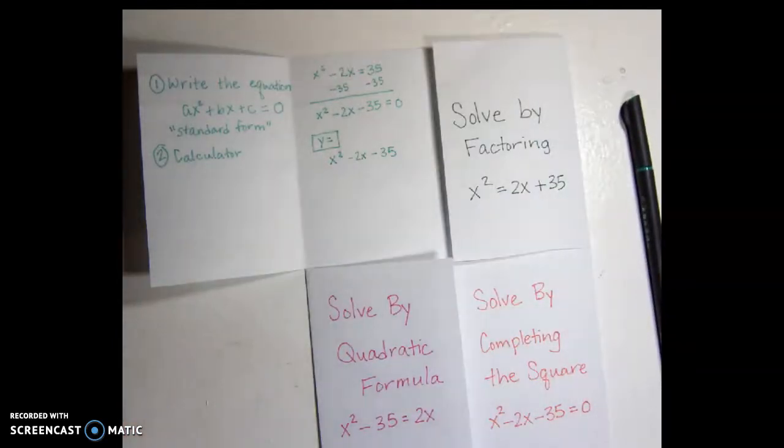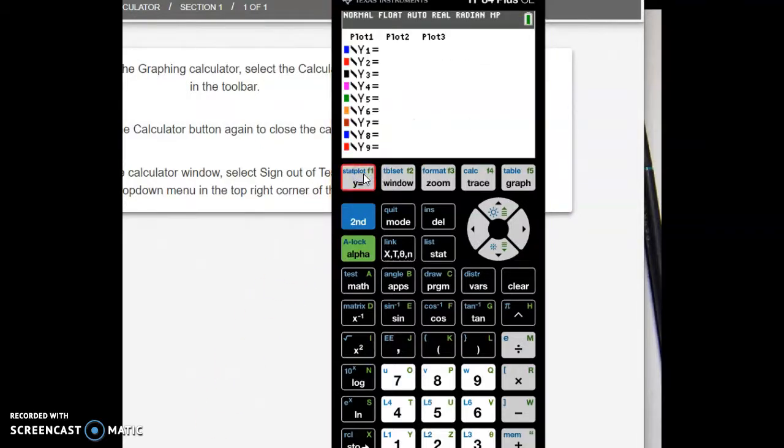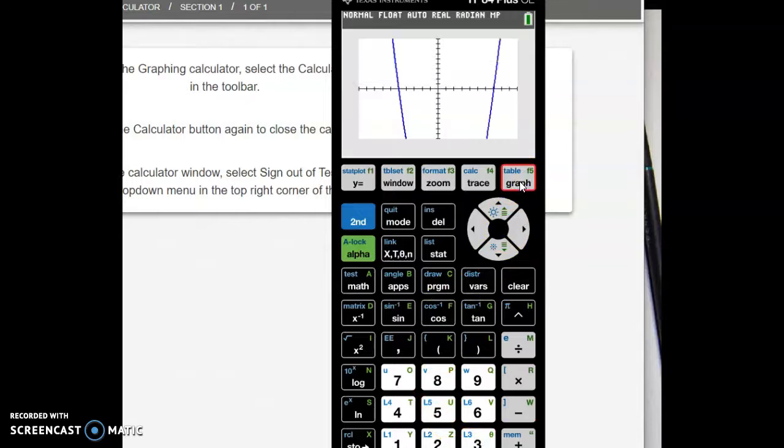So I'm going to go ahead and grab my calculator. I'm going to do y equals x squared minus 2x minus 35. And then I'm going to hit the graph button.